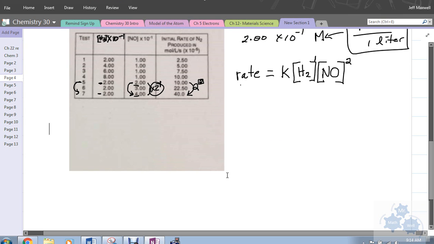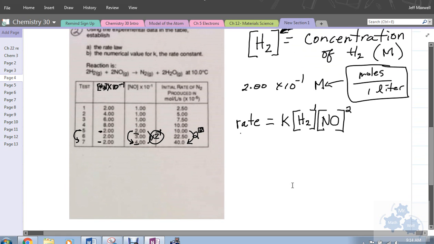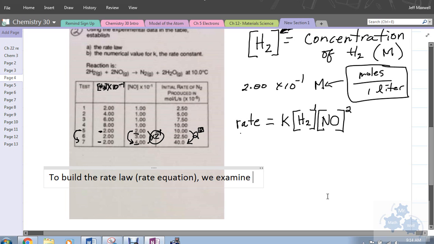So if we summarize what's going on here, it's a bit tricky to summarize, but let's attempt to summarize how we build the rate law. To build the rate law or rate equation, we examine lab trials and concentrations of reactants and rates.